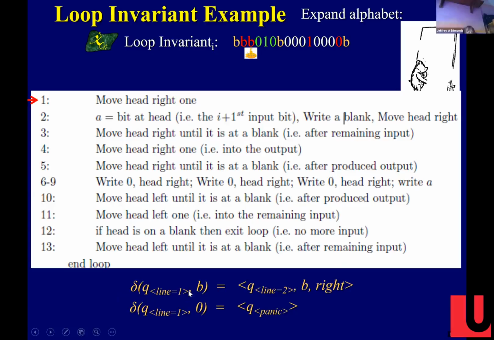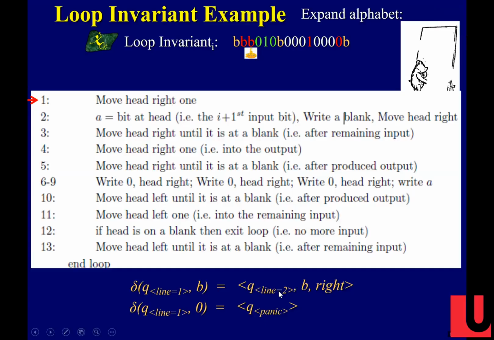Then we have 3 columns. One column is headed, when I read a 0, what do I do? The entry is I panic. The next column is I read a 1. The entry is I panic. The next column is I read a blank. What do I do? What's the entry? It is go to line 2.